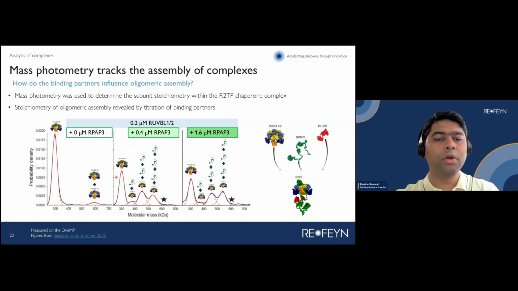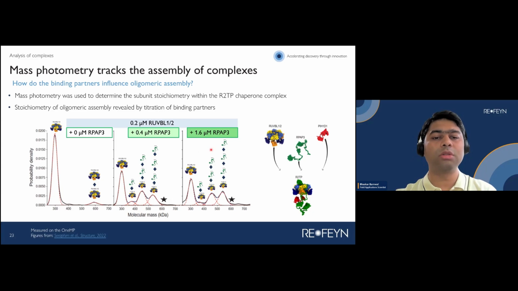complex. When the concentration of RPAP3 was increased to 0.4 micromolar, what you can see here is that the dimer of the Rubel 1,2 disappears, and you can see all the 3 stoichiometric ratios, like 1:1, 1:2, and 1:3 complexes appearing here in the sample.